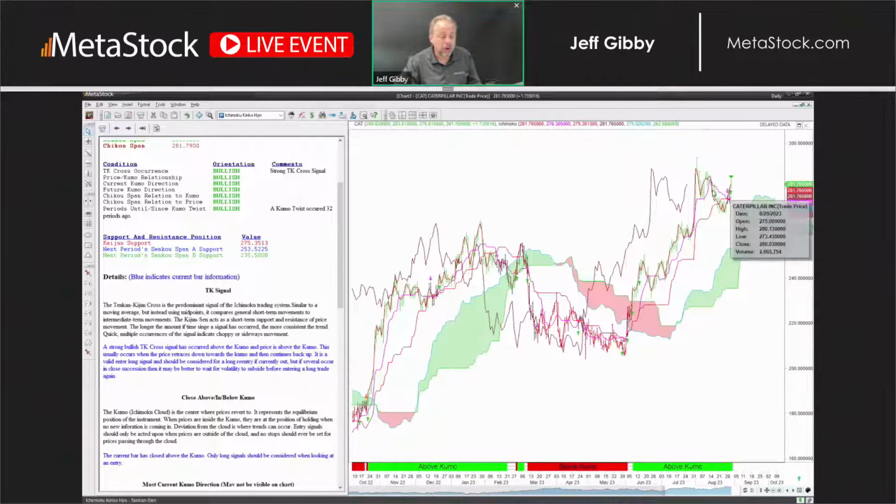Okay. This is a re-entry. So this means we had a TK cross while we're above the cloud. Your initial entry will be when it crosses above the cloud.